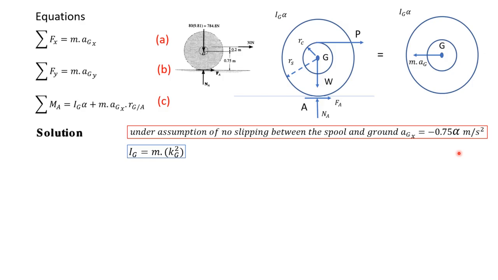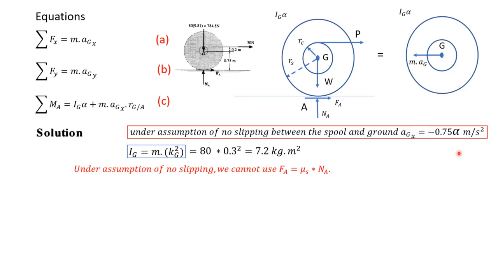The IG can be calculated by using the mass and the radius of gyration, and we're going to get the value to be equal to 7.2 kilogram meter squared. Now, under the assumption of no slipping, we cannot use the FA equal to the static coefficient multiplied by the NA.